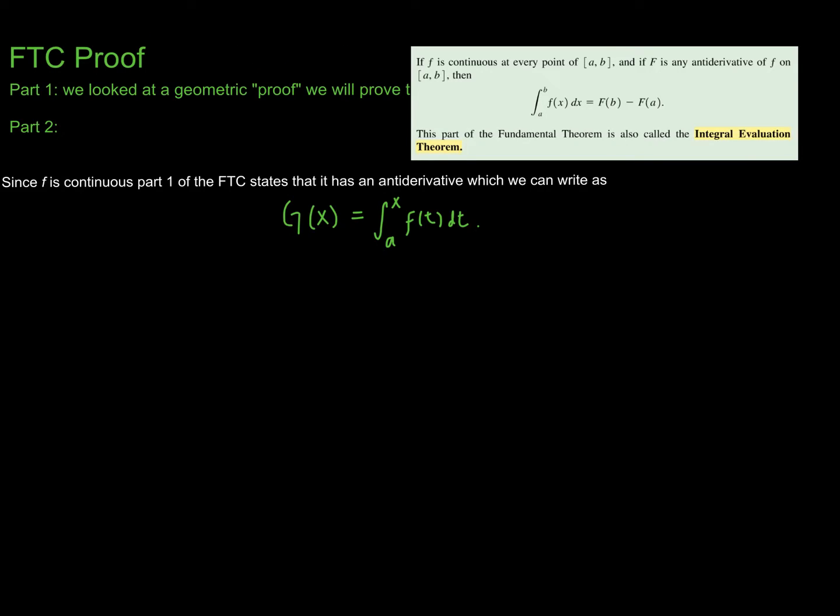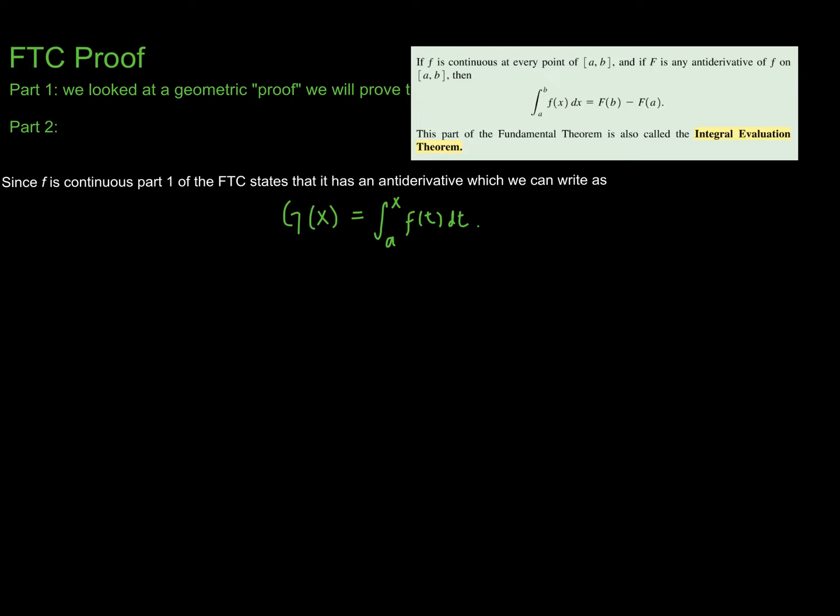So we start off and we are going to assume that lowercase f is continuous, and so that means if we look at part 1 of the fundamental theorem that any continuous function is going to have an antiderivative, and more so that we can write an antiderivative of lowercase f as the accumulator function, which is defined as the definite integral from a to x of f of t dt, and we'll name that particular antiderivative capital G of x.